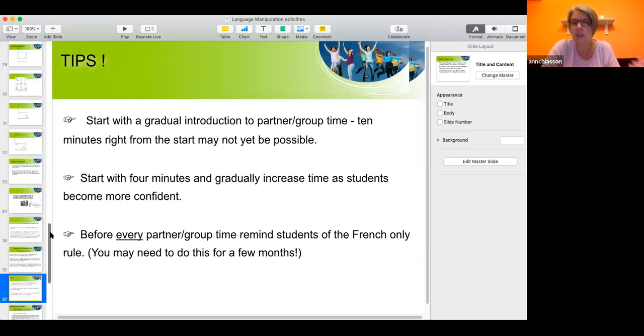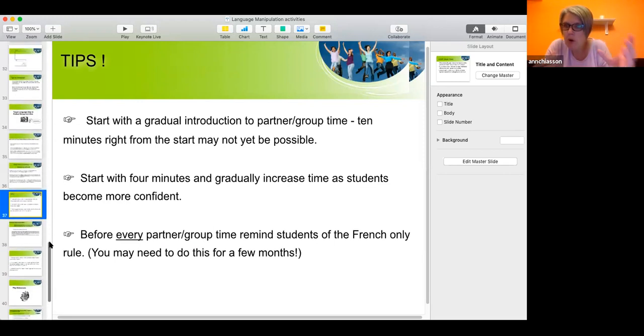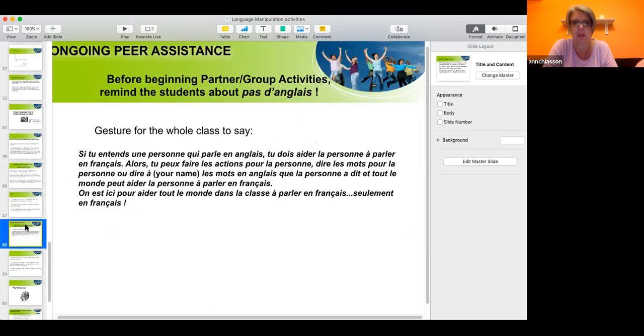So, of course, you're not going to let them go into partner group time for long periods of time because you want them to have success at maintaining the French rule. You might be starting just with 4 minutes. That's okay. And of course, constant reminders before every partner group time, remind them that it's French only. And you might need to do this for quite a long time.